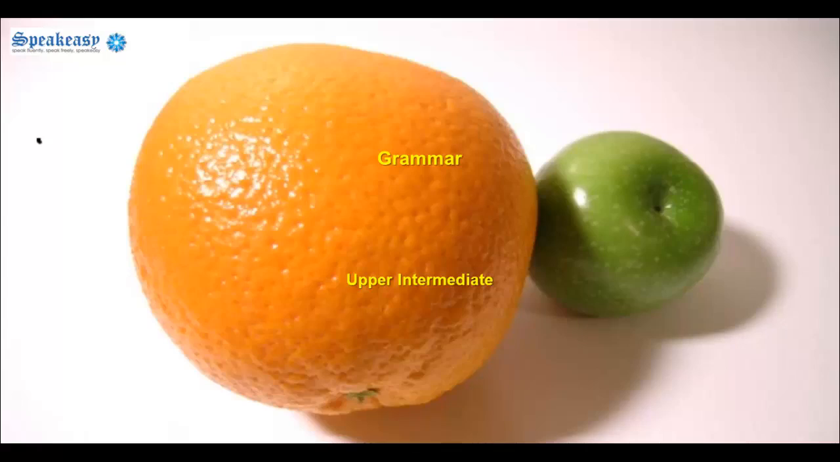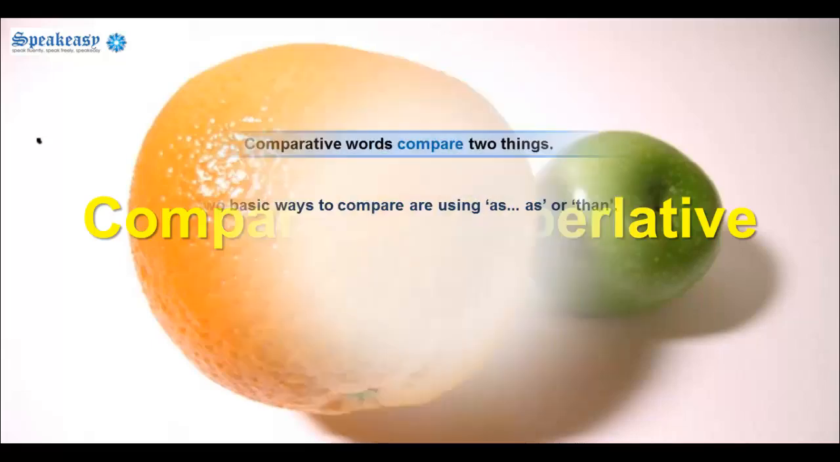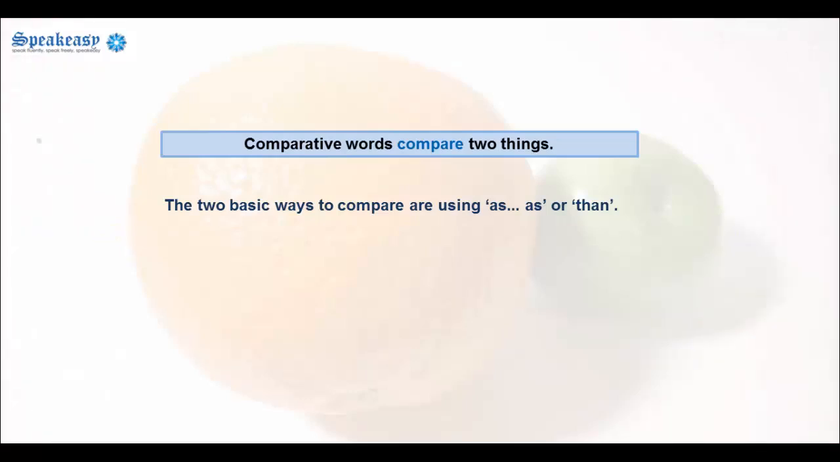Hello everyone. Today's class looks at comparative and superlative adjectives. Comparative words compare two things. The two basic ways to compare are using as, blank, as, or than.